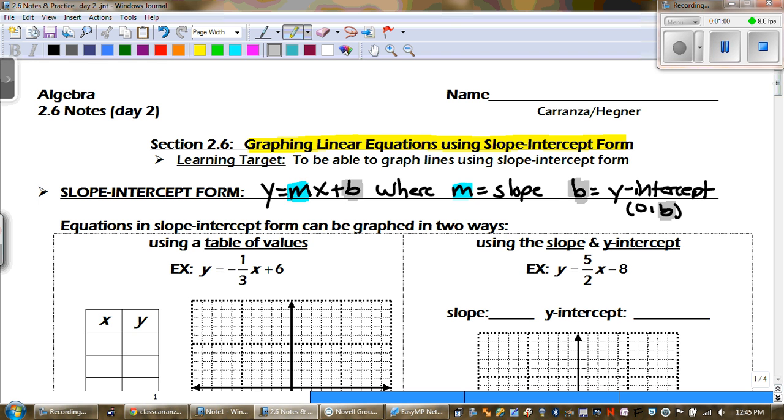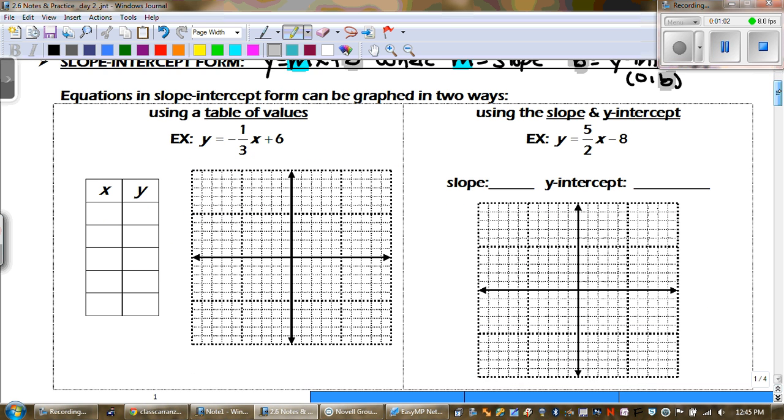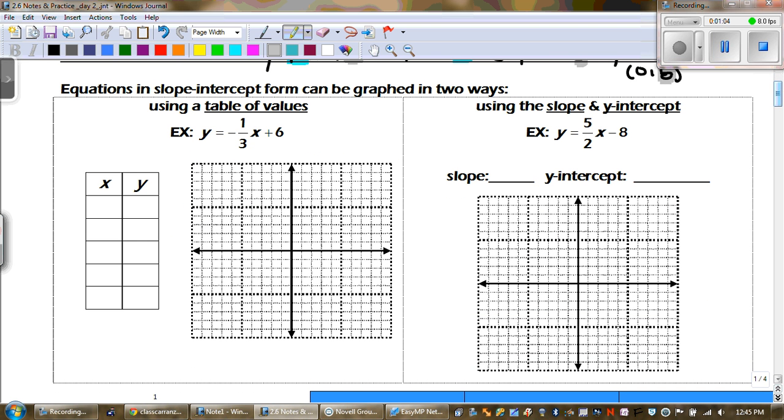Okay? So, we've talked about the two different ways that you can graph. Equations in slope-intercept form can be graphed in two different ways. One, you can use a table of values. Now, when we're doing the table of values, we got to remember that if we've got a fraction, that's what we have to count by.